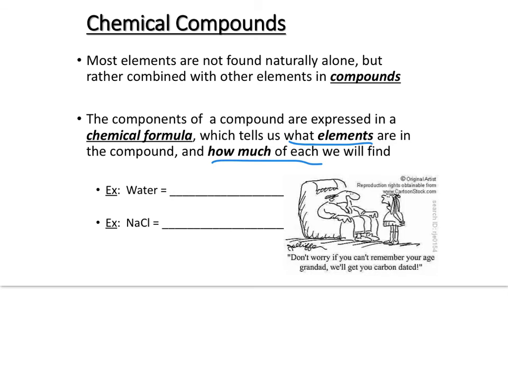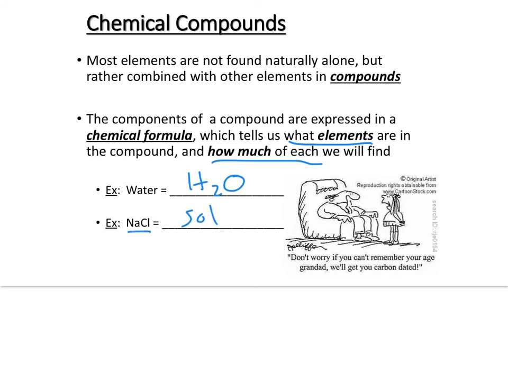I'm guessing you know water's chemical formula. I hope you do at least. It's H2O. So what that tells us is we have 2 hydrogen atoms for every 1 oxygen atom, and that gives us water. Now, NaCl is another chemical formula.